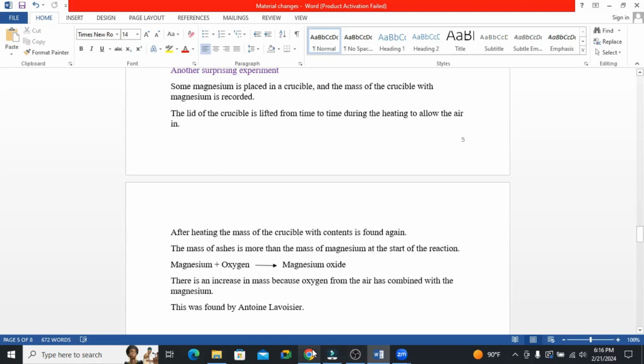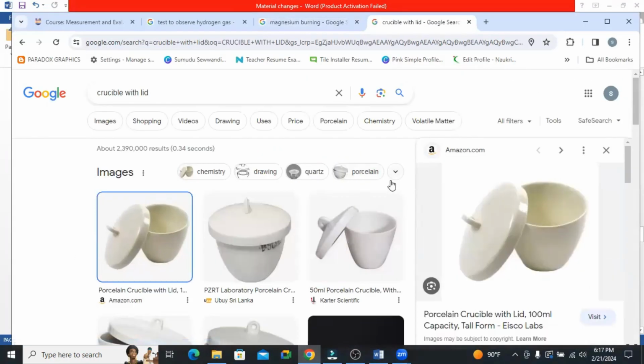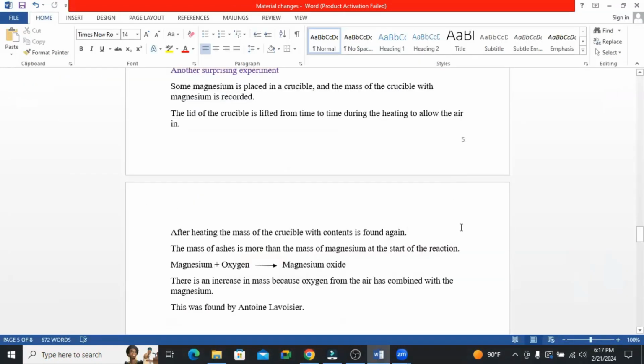First of all, I'll show you a crucible with a lid. This instrument is called the crucible. You can see, while we are heating it, we have to put some magnesium pieces into this and heat them. While we are heating, we have to open this lid from time to time to let oxygen enter the crucible during the heating process.